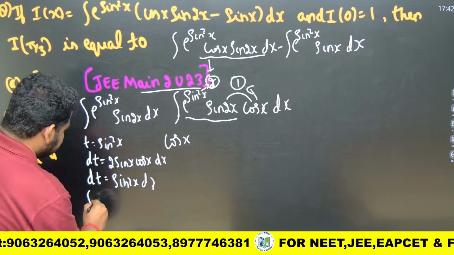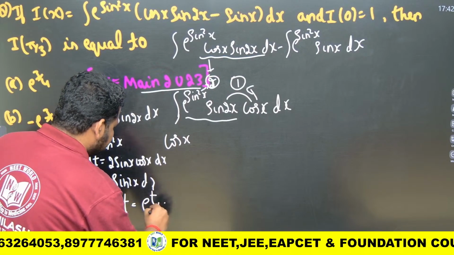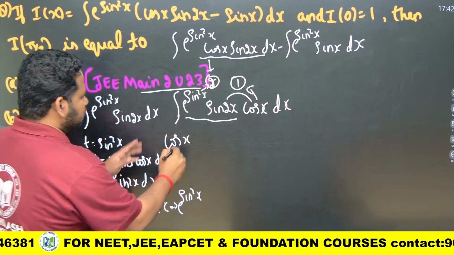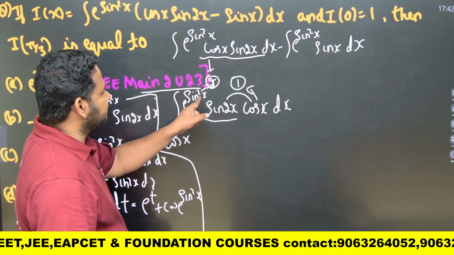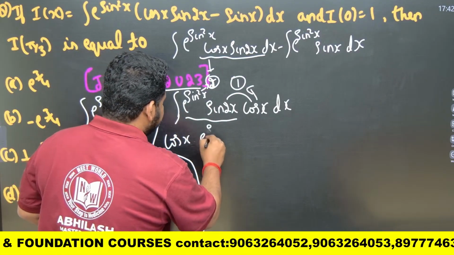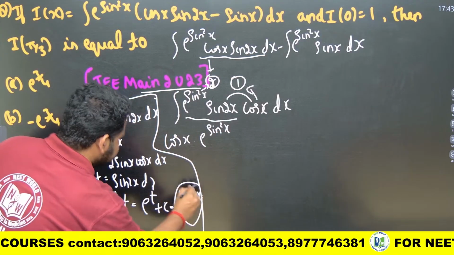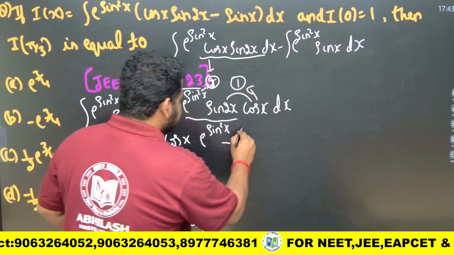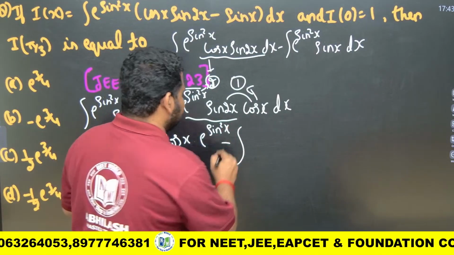So this entire thing will become integral of e power t dt, which is e power t plus c, that is e power sin square x. I did this for your understanding: the integral of e power sin square x sin 2x gives us e power sin square x itself. So cos x into e power sin square x minus d by dx of cos x, not the integral of cos x, d by dx of cos x is minus sin x.